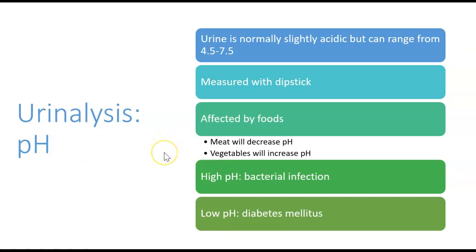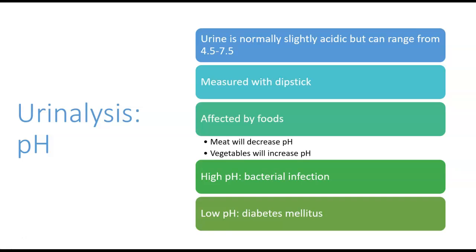Next, we're going to look at pH. pH is normally slightly acidic for urine, but it can range anywhere from 4.5 to 7.5. We are going to measure this using a dipstick. Most of the urinalysis tests, all we have to do is stick a dipstick that has pads on it that will measure these different types of compounds that we're going to talk about, and then we look for a basic color change.